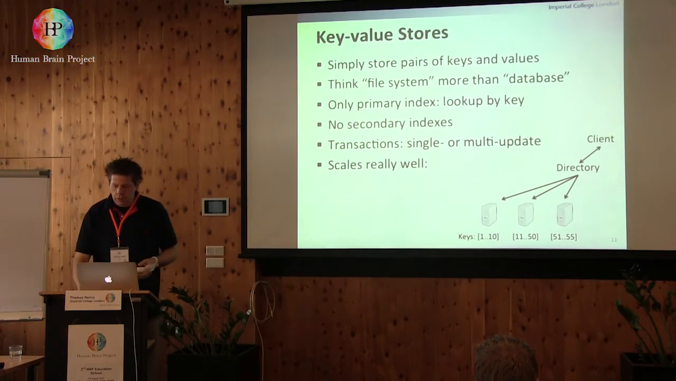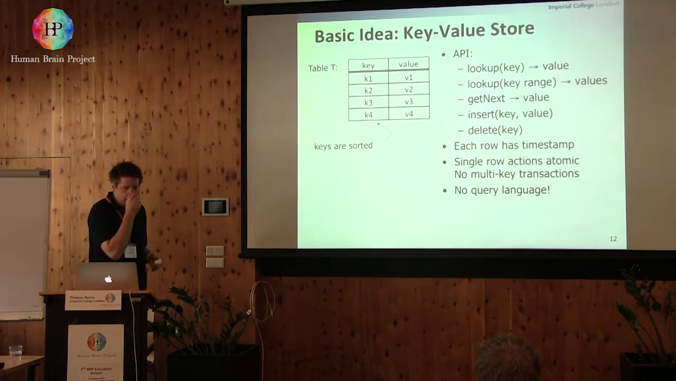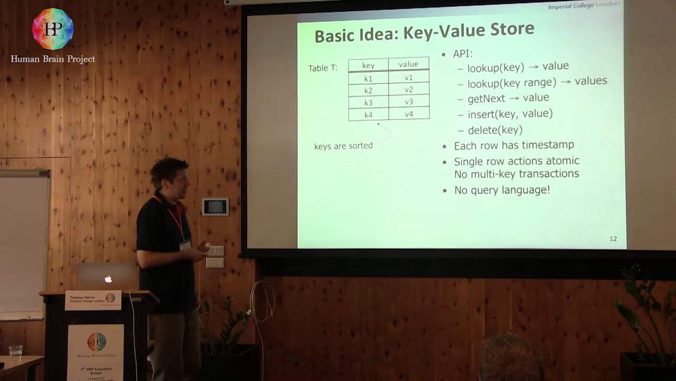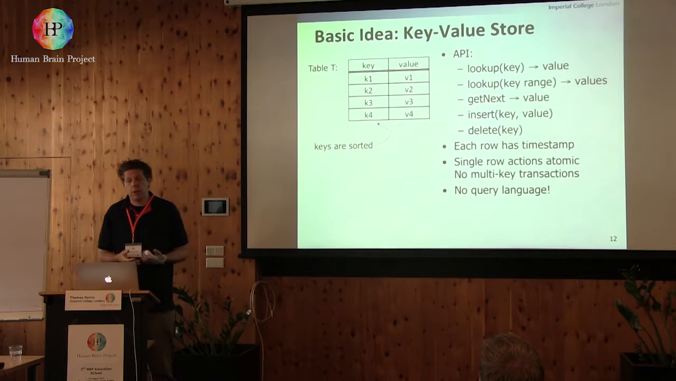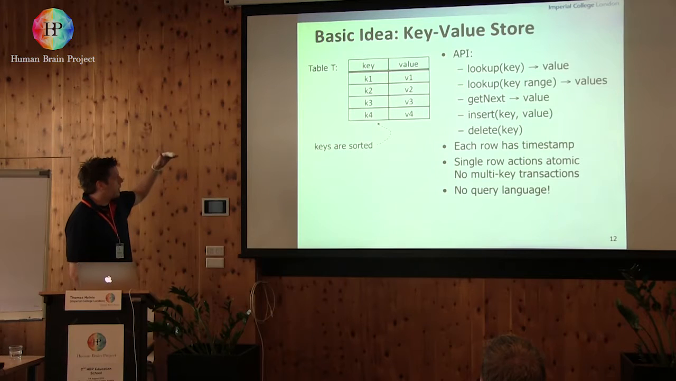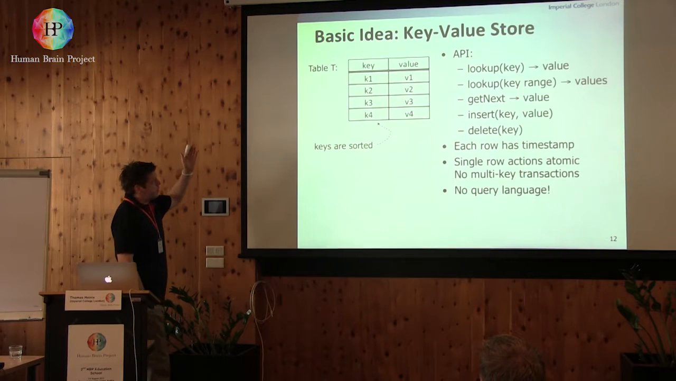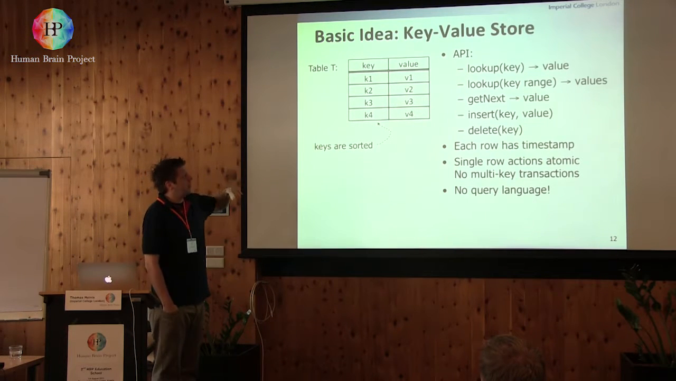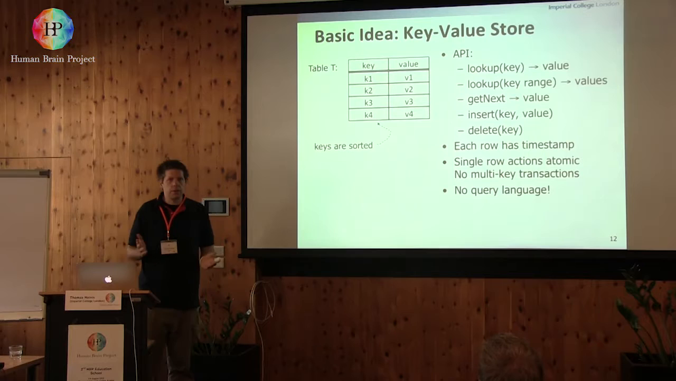And the API for key value stores is very, very simple. As I said already, it's keys and values, key and value pairs. You can actually think of it in relational terms as a table which has two columns, one with key and one with value, and that's what is stored in it. And so the API has insert with key and value, lookup with the key, get next, and also delete. That's all there is.